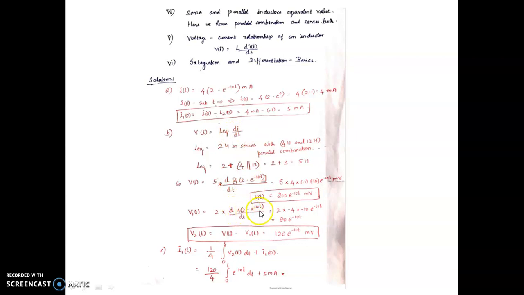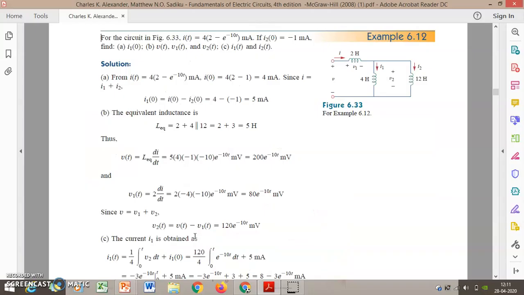So substituting I1, we already found I1 of t. Substitute it here, you will get V1, the same procedure. How can you find V2 of t? V2 is the voltage across 4 Henry and also 12 Henry. So we cannot decide which one it is; both the voltages are the same. So we can take this 4 Henry and solve, or we have another method which can be used.